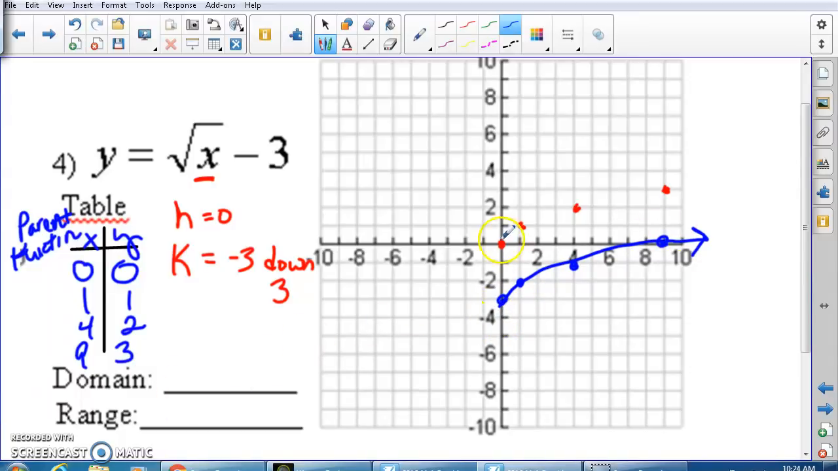Now when I look at the domain and range, I'm looking at the x values. This coordinate is (0, -3), so the lowest x value I have is 0. So x is greater than or equal to 0. When I look at the range, my y values, the lowest one is negative 3, so it could be negative 3 or greater. So y is greater than or equal to negative 3. And that is how you graph square root functions using the parent function and then shifting h and k.